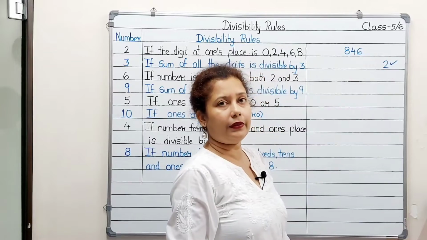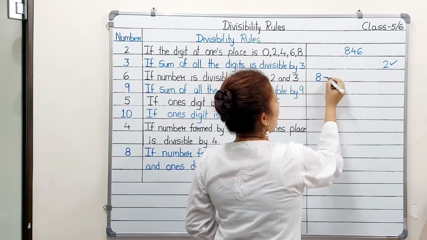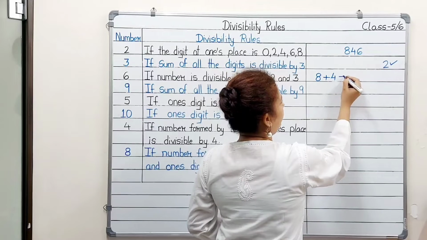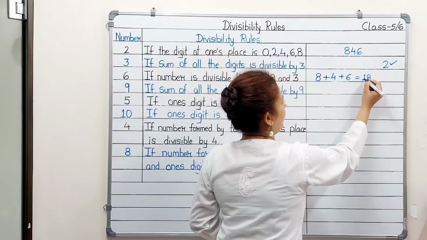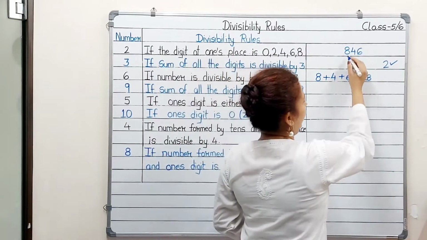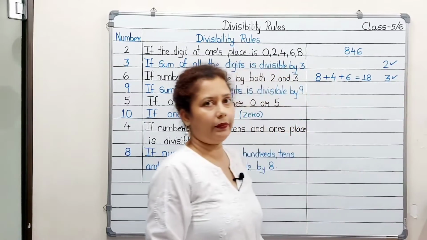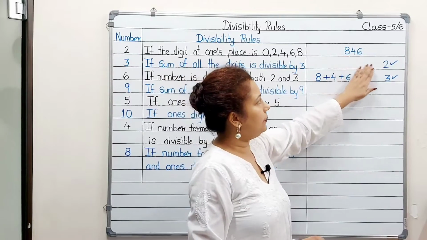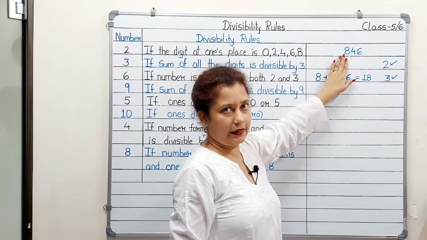Now we will see if it is divisible by 3. So we have to add the digits of the number. 8 plus 4 plus 6 is equal to 18. And 18 is divisible by 3. That means 846 is also divisible by 3. If it is divisible by both 2 and 3, it is also divisible by 6.